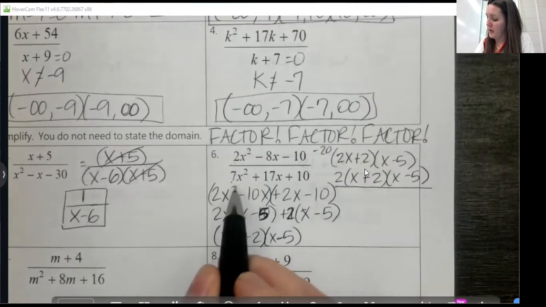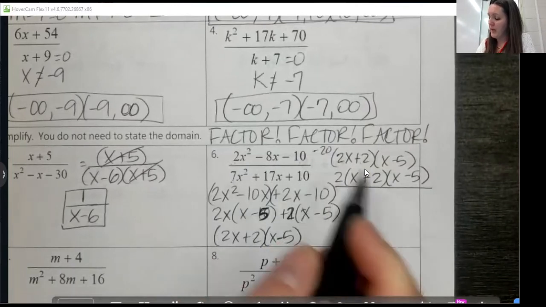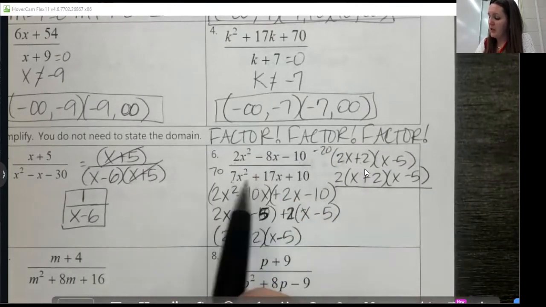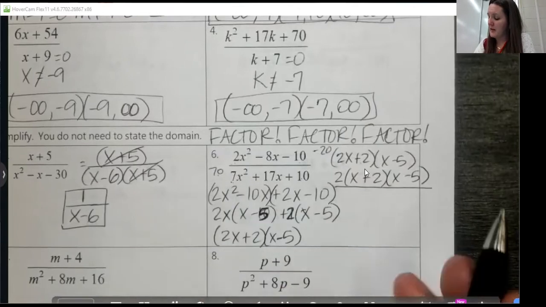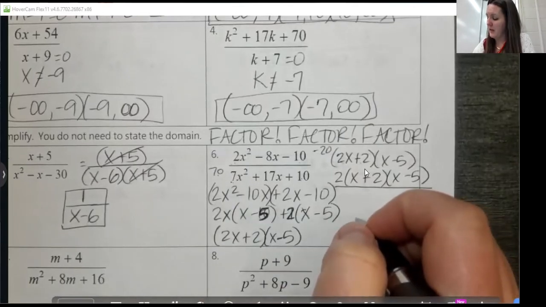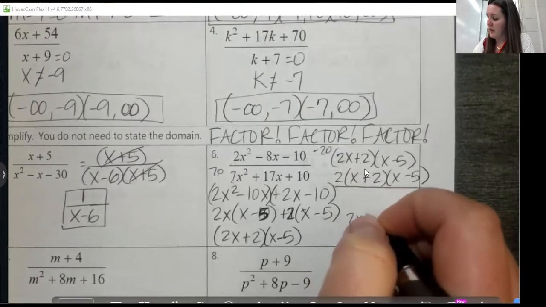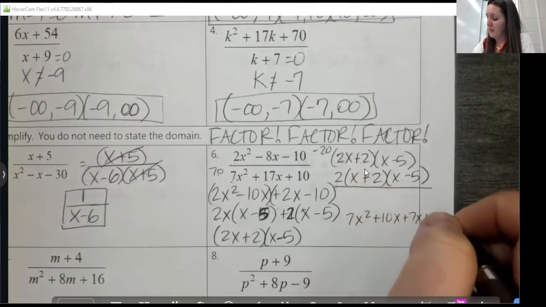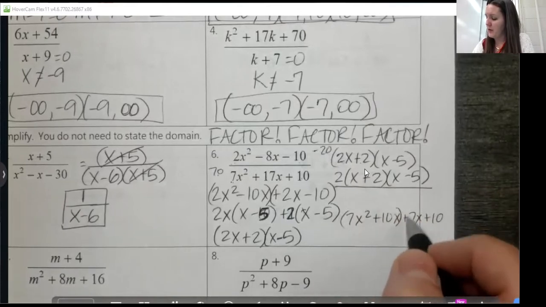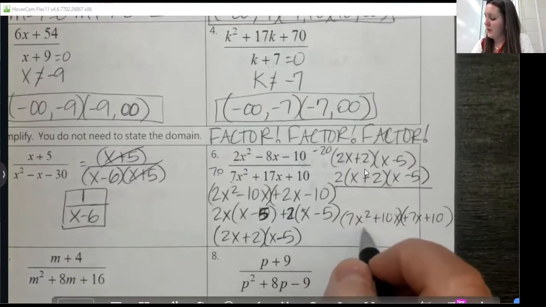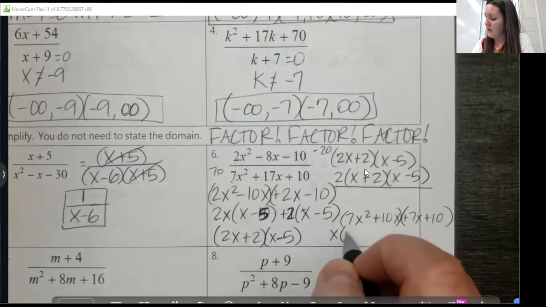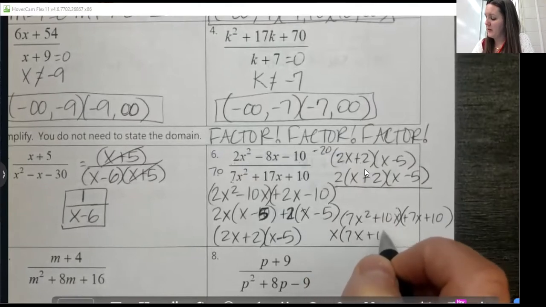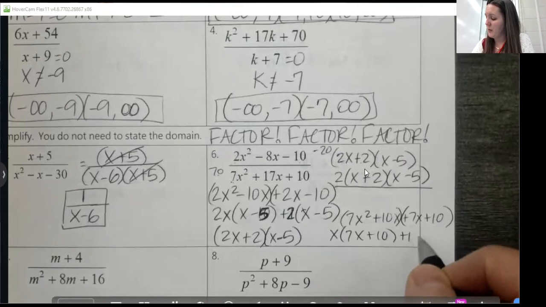All right, I'm running out of room. Same thing here. I'm going to multiply a times c, we get 70. So what multiplies to get 70 and adds to get 17? I'm going to say 10 and 7. So I have 7x squared plus 10x plus 7x plus 10. Group our first two, group our last two. Pull out an x here, 7x plus 10. Nothing can be factored, so I pull out a 1 here.